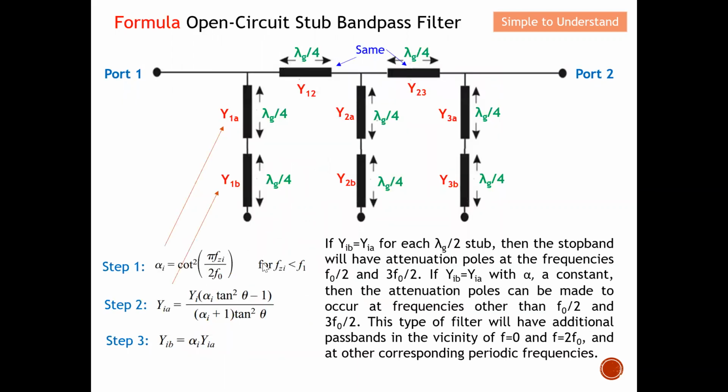So these are the three formulas. I'm going to show it to you step by step. How can we calculate the admittance value for, let's say, this upper section or this lower section? I'm going to show it to you step by step. How can we obtain all these admittance values?